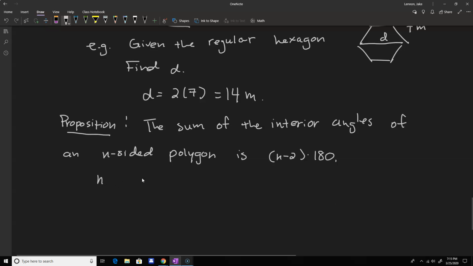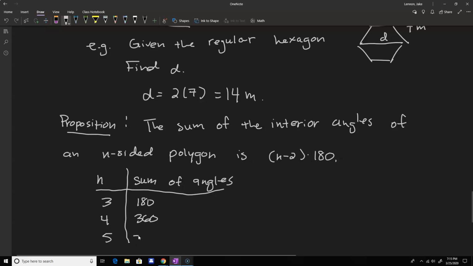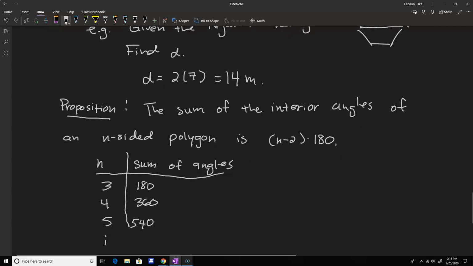So let's just write down a few so we can get the idea. We saw that a triangle had an interior sum of 180. If we look at 4, that's a square or rectangle, that has an interior sum of 360, which makes sense because the square has 4 90-degree angles. And notice that's 4 minus 2, which is 2 times 180, 360. For 5, we get 540, and so on. So this pattern continues is essentially all that that's saying.